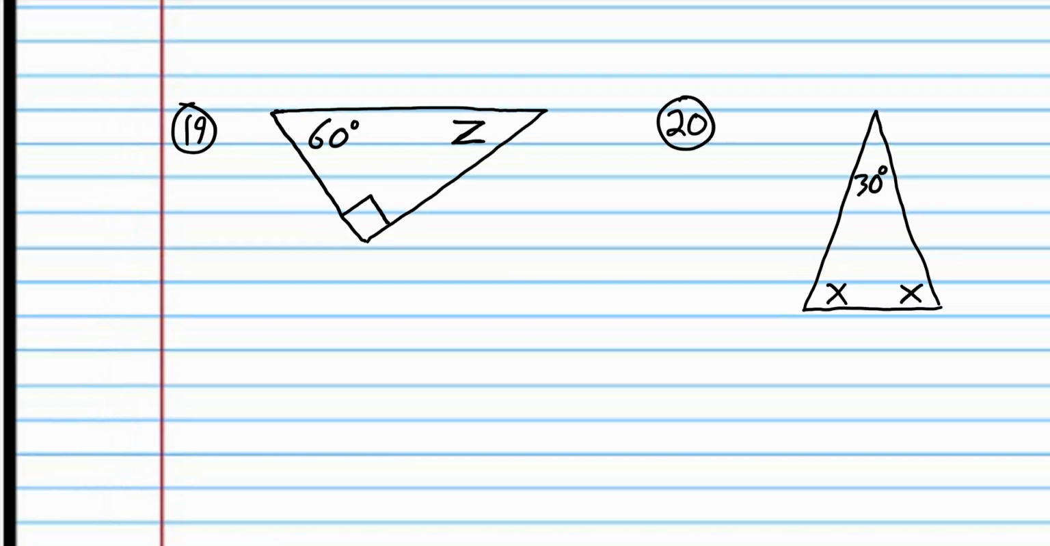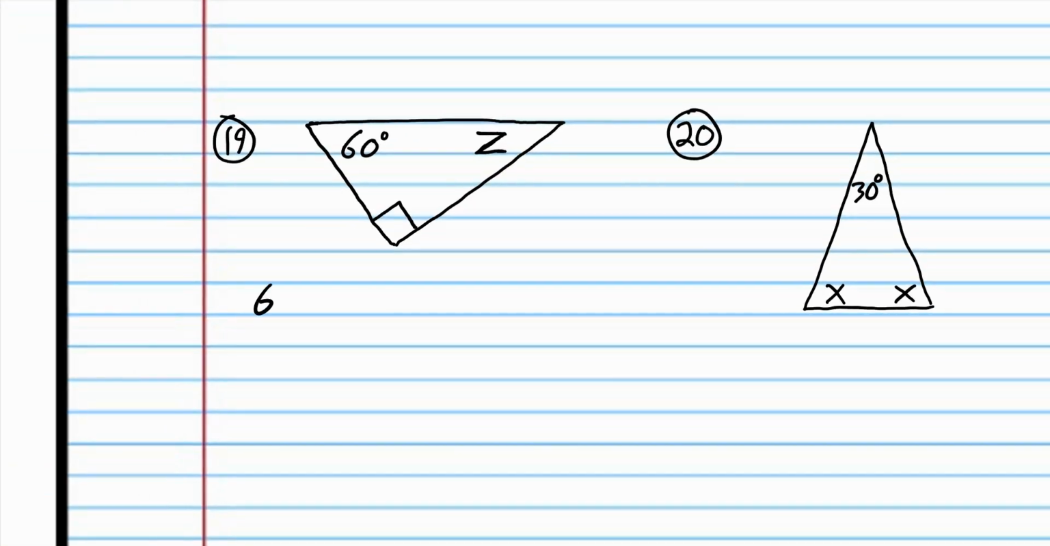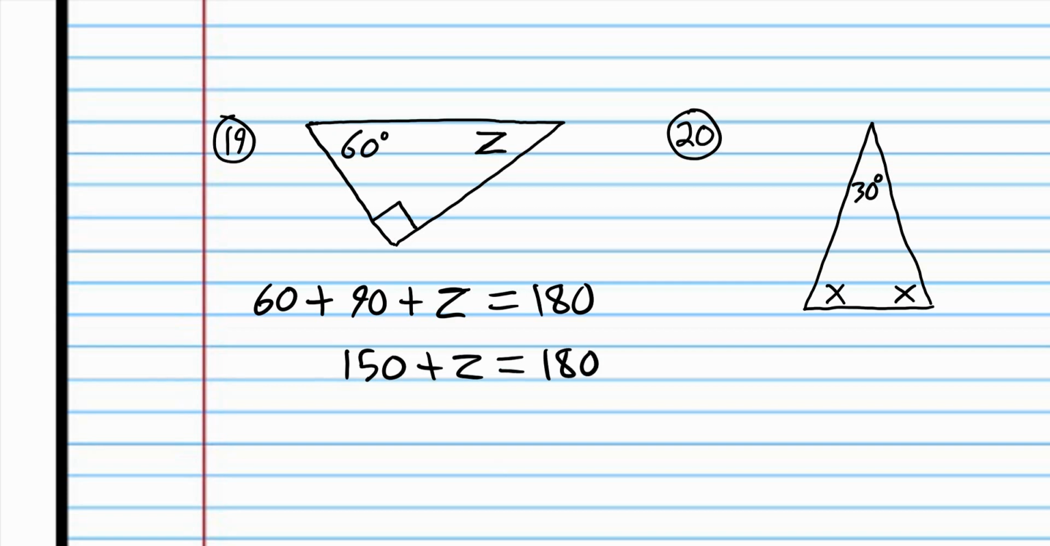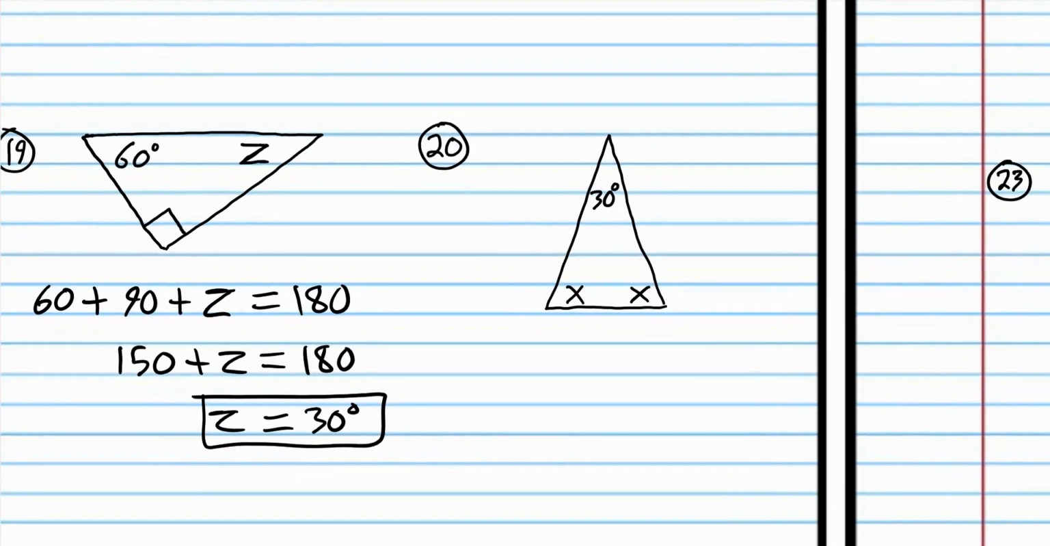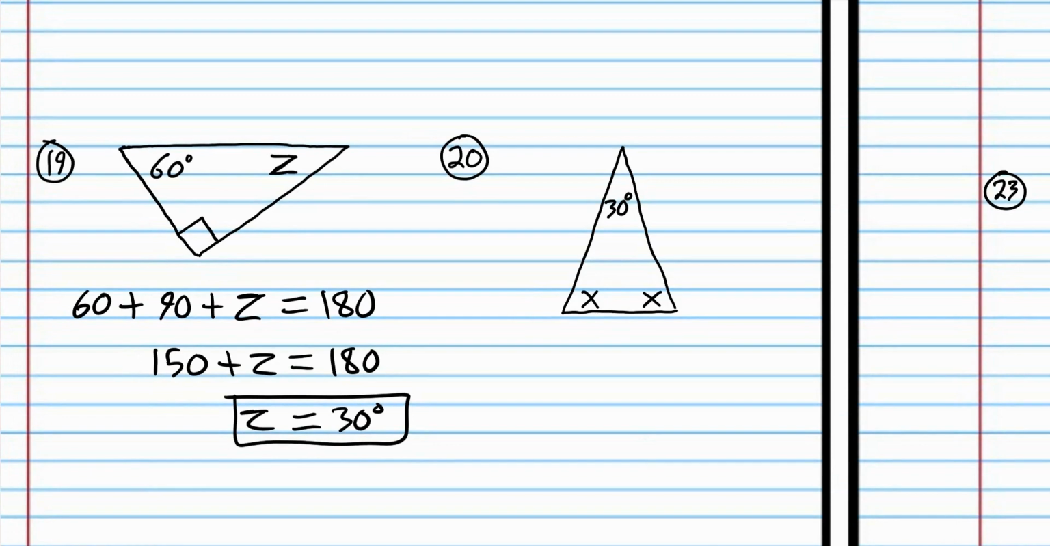All right, we're back. One of the angles is 90. So 60 plus 90 plus the unknown angle, z, is equal to 180 degrees. 60 plus 90 is 150. Subtract 150 from both sides, and we get z is equal to 30 degrees. So if you got 30 degrees, good job. All right, number 20 is going to be kind of a challenging problem, but see if you can do it. Try number 20, and when you come back, we'll do it together.